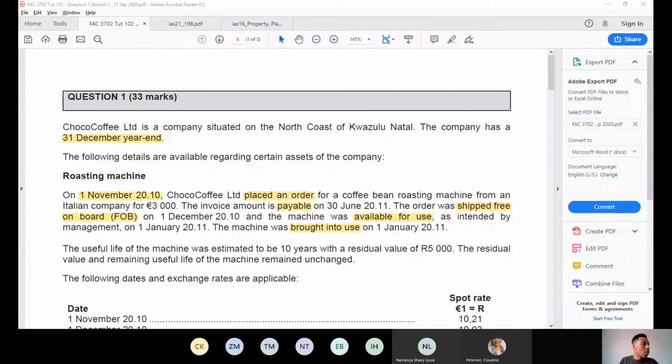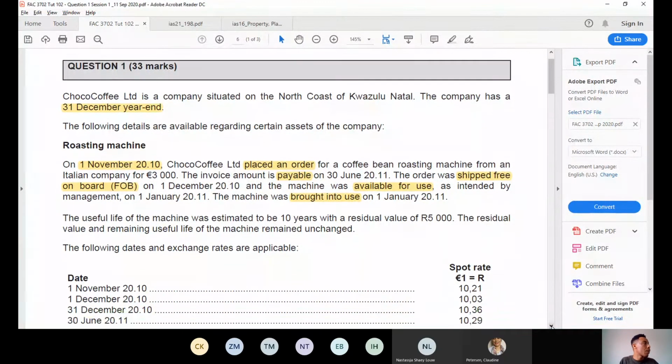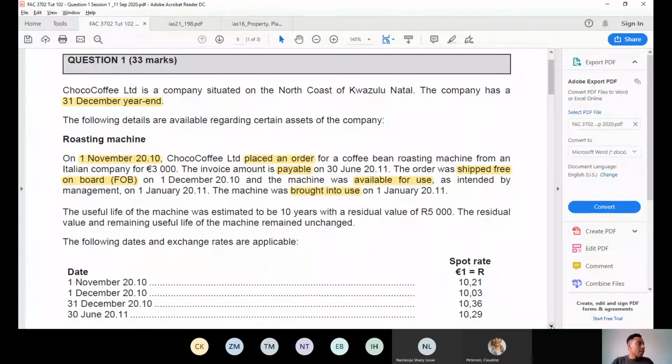So this is question 1, and it was worth 33 marks, right? Okay. So Choco Coffee Limited is a company situated in KZN. The company has a 31st December year end, and that's really important for me, right? Okay, and then the following details are available regarding certain assets for the company. So on the 1st of November 2010, Choco Coffee Limited placed an order for a coffee bean roasting machine from an overseas company for 3,000 euros.